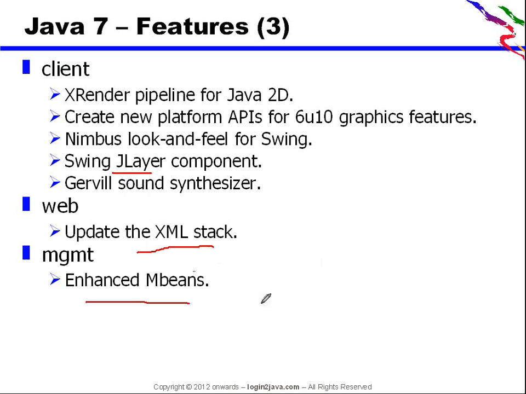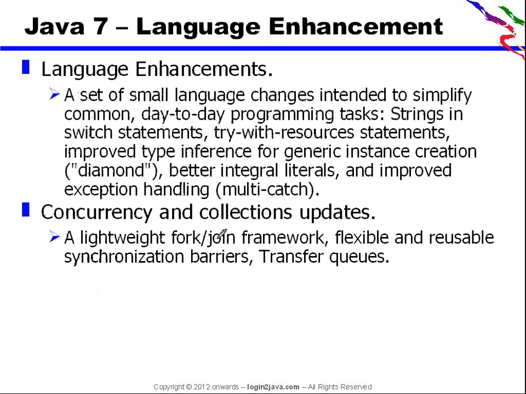Now if we look at language enhancements, these are a set of small language changes intended to simplify common day-to-day programming. So overall it affects the productivity of the developer if we go with these new enhanced programming skills. Strings in switch statements, then try with resources statements, improved type inference for generic instance creation, better integral literals, and improved exception handling. We will see a few code examples on all these language enhancements.